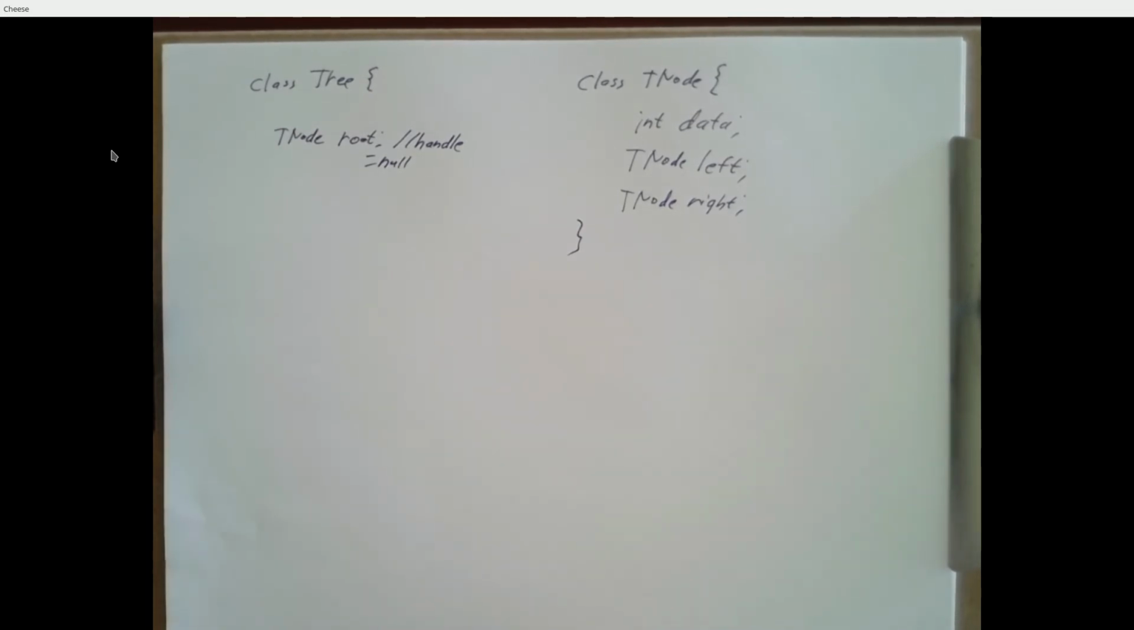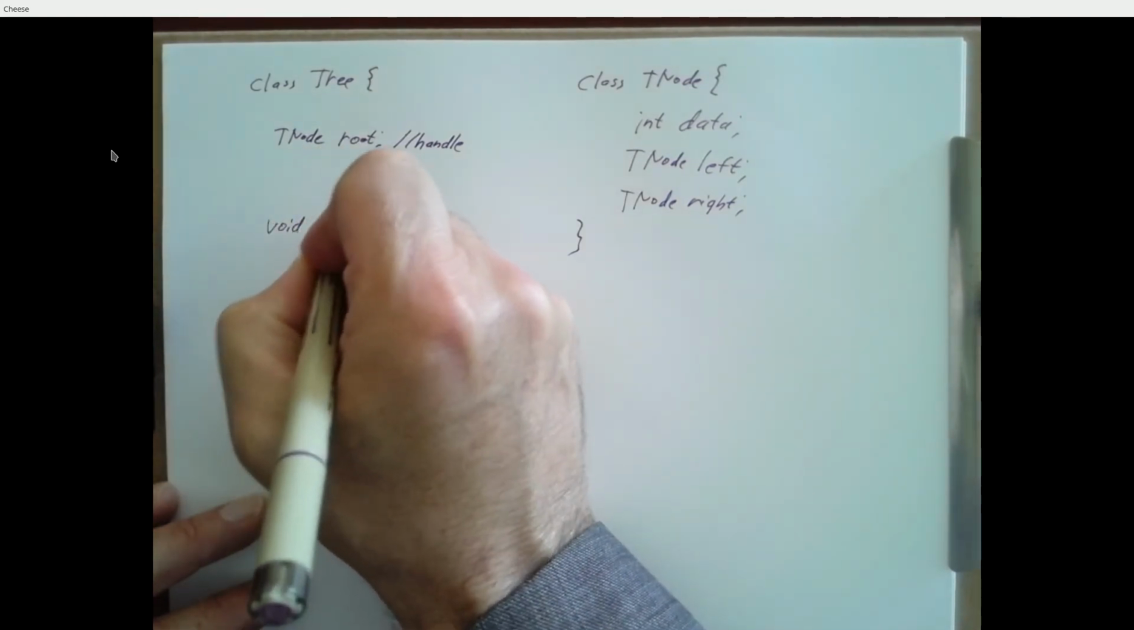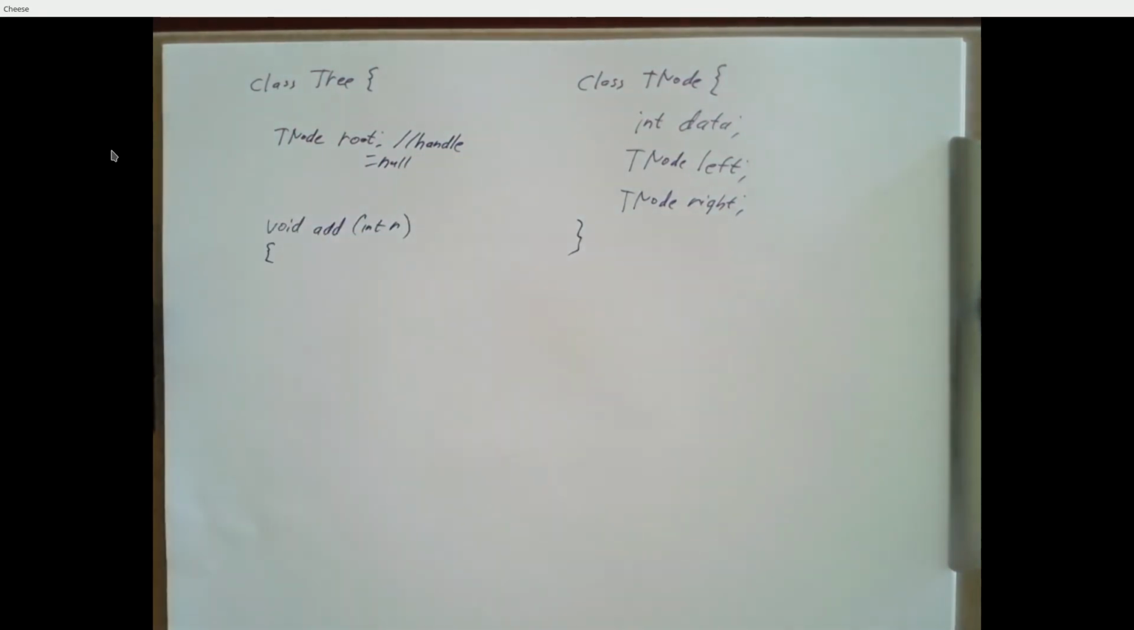So what else do we want to do in trees? Anything? We better do something. Add node. Okay, let's do an add node. So let's add something to our tree. So what would this look like? We're storing an integer. If root is null, root equals new node.